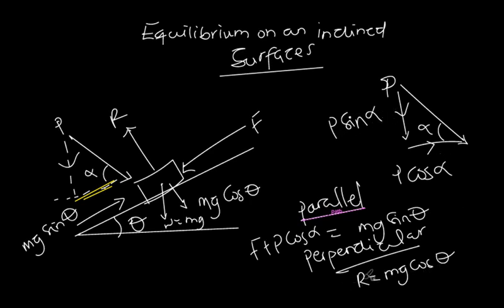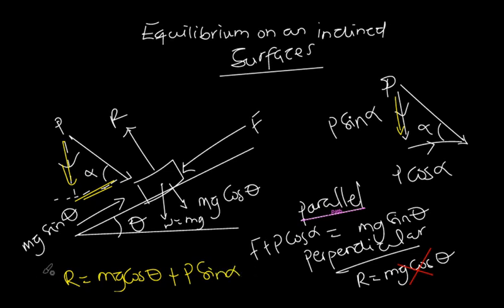So this will no longer be the case for the perpendicular forces. The perpendicular case would now be R equal to Mg cos theta plus the second force acting downwards, which is P sin alpha. So this will now give us the overall total forces acting perpendicular to this object on this plane, and this other one will give us the overall forces acting parallel to the plane.